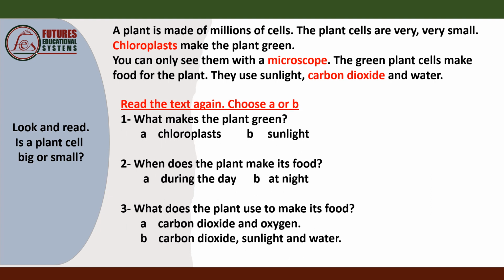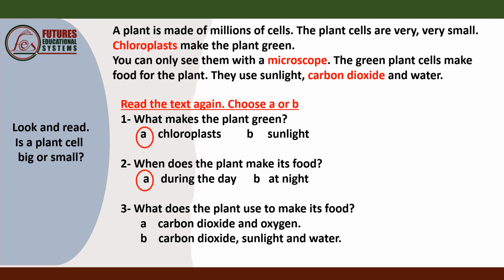Read the text again. Choose A or B. What makes the plant green? Remember, we said that chloroplasts make the plant green. They give it its green color. Yes, so it's number A. When does the plant make its food? We said that in order to make its food, it needs sunlight. So that means they make their food during the day or at night? Exactly, during the day because they need the sunlight.